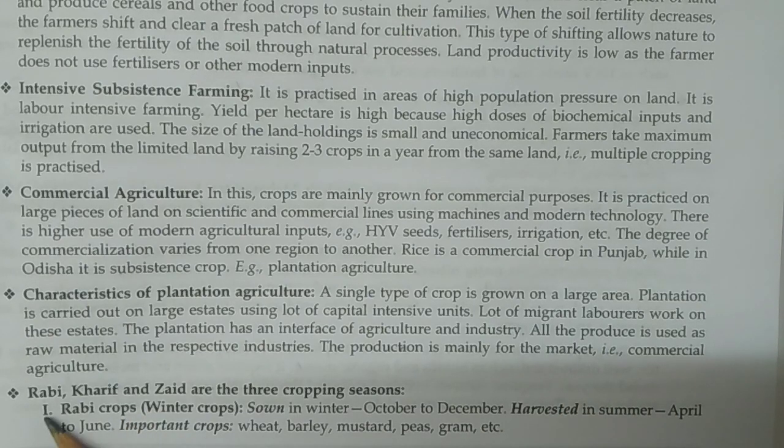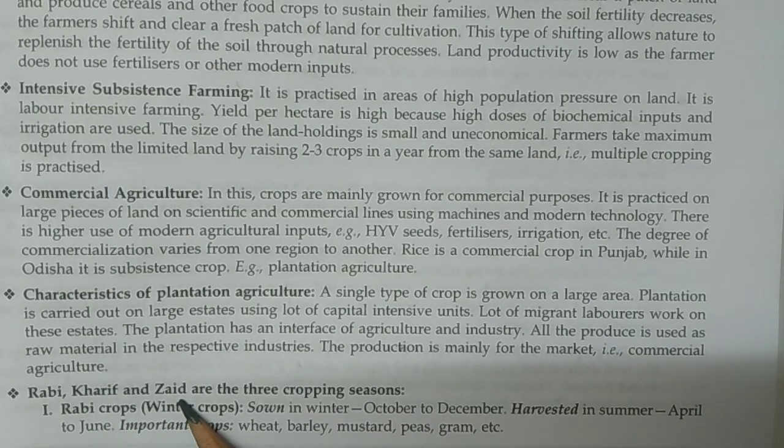Now next, Rabi, Kharif and Zaid are the three cropping seasons. This is a really very important question in examinations. You will get this type of question, and generally students are aware that there are only two types of cropping seasons. In the questions, they are asked how many kinds of cropping seasons there are, and generally students write Rabi and Kharif.